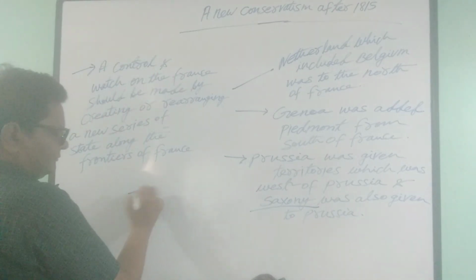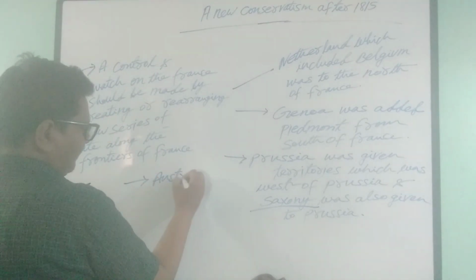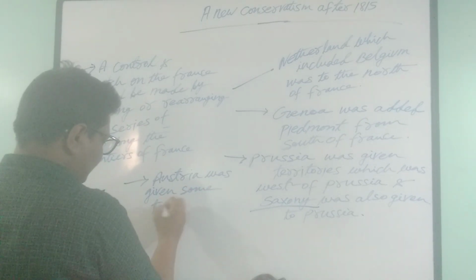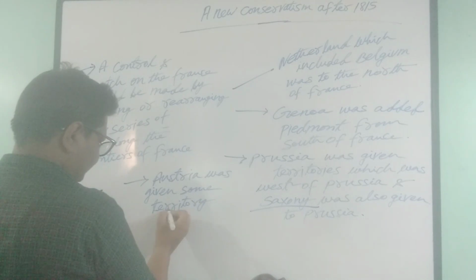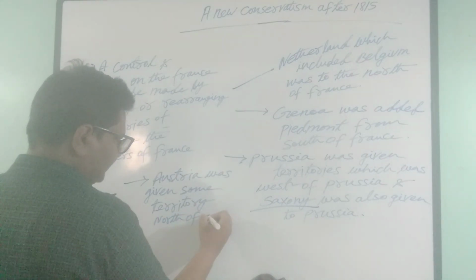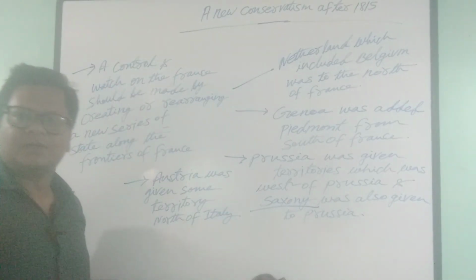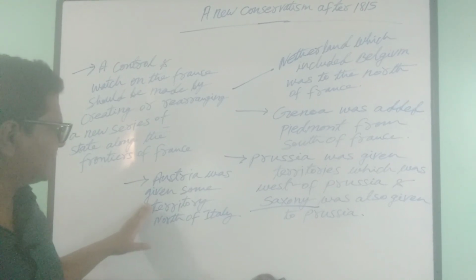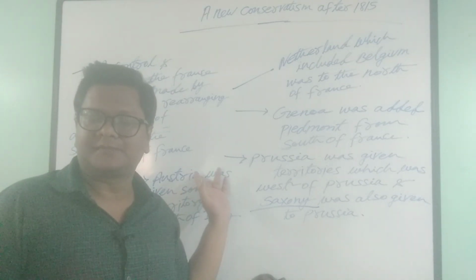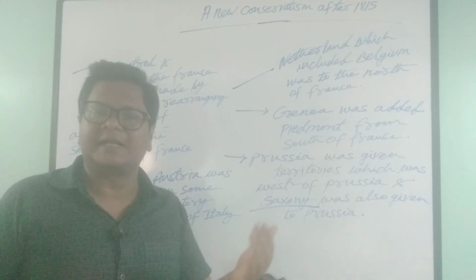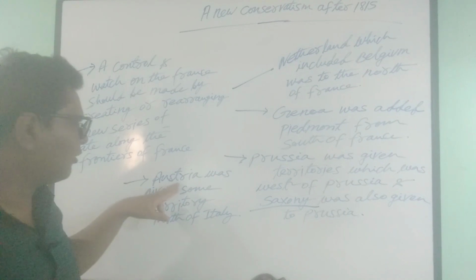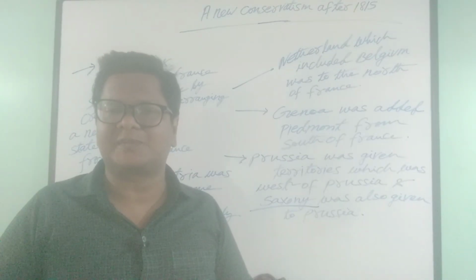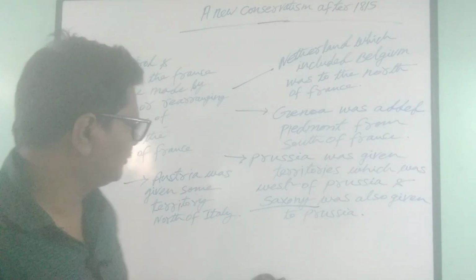Apart from this, Austria was given some territory north of Italy. So northern Italy was given to Austria, so that a better watch would be made possible on France, so that its further imperialistic policies could be put on hold or prevented.